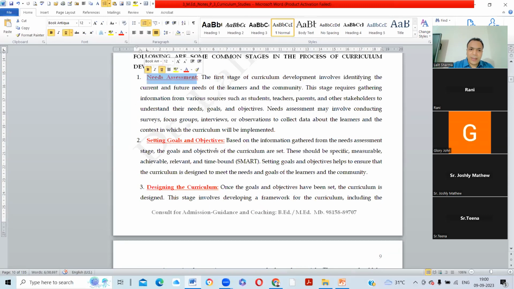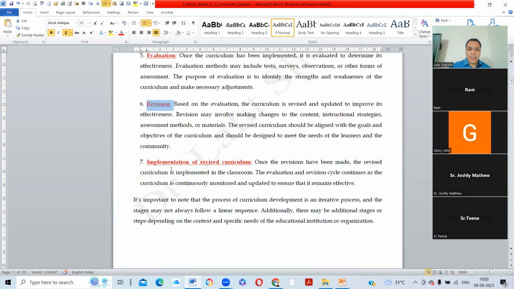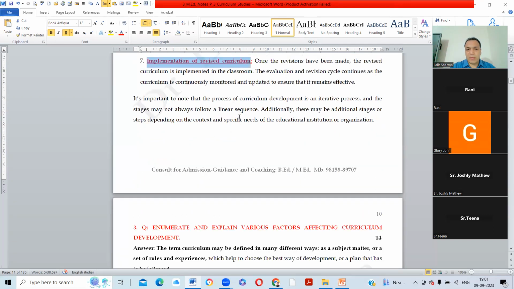Stages may need assessment, setting goals and objectives, designing the curriculum. Now the evaluations part has come, right? Implementations, evaluations, revision, implementations of a revised curriculum. So you have to talk about all these things under the process of curriculum development, right? First curriculum development, then all the foundations of curriculum development, then models of curriculum development, then stages of curriculum development. Okay, these four things would come under the process of curriculum development.